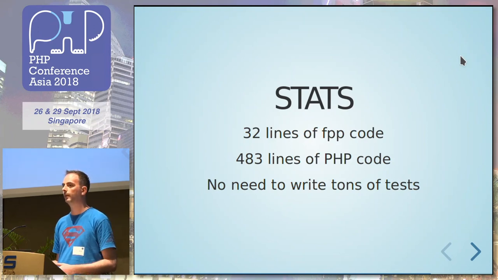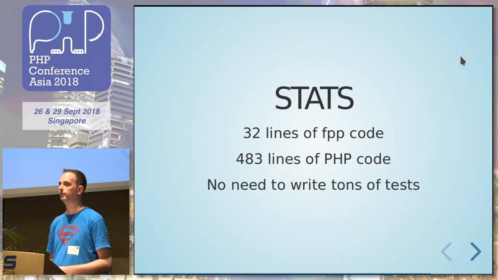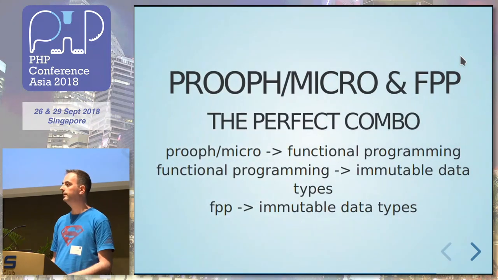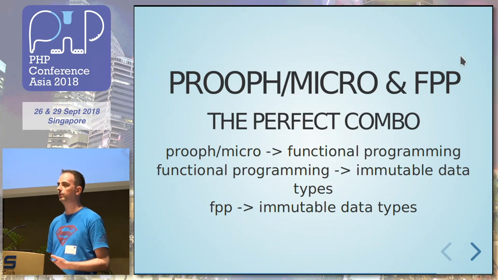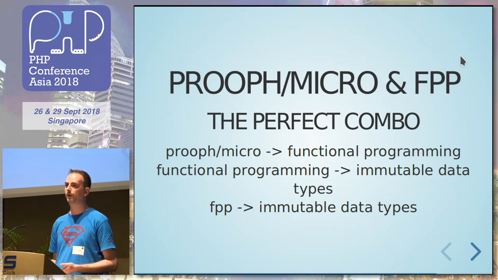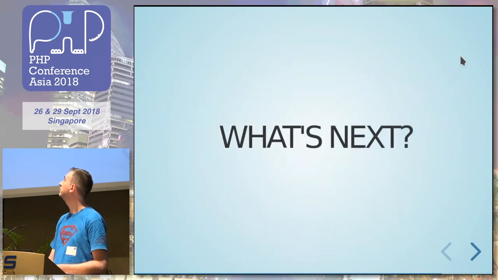And additionally, when FPP generates the PHP code, you're fine. So you don't need to write a bunch of unit tests additionally. So you can save a lot of time. The reason why prooph micro and FPP work so well together is that prooph micro uses a functional approach. And functional programming comes with immutable data types. And FPP can generate these immutable data types for PHP very quickly.